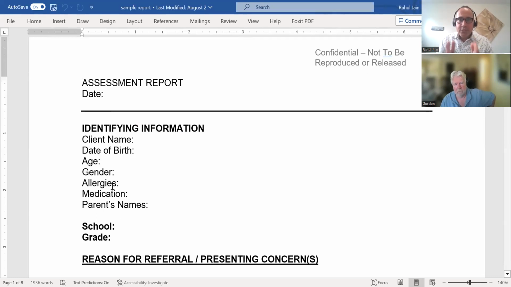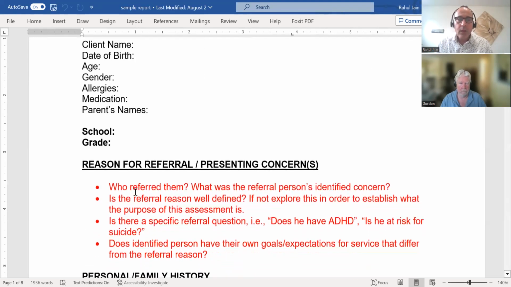Mostly these reports are read by health professionals, so the family doctor, or a pediatrician if you're working with a young child, and sometimes some people need pharmacological treatment, medications. So if this information is right there, the doctors will know about their allergies and current medication. If it's a young person, you can add school or grade.